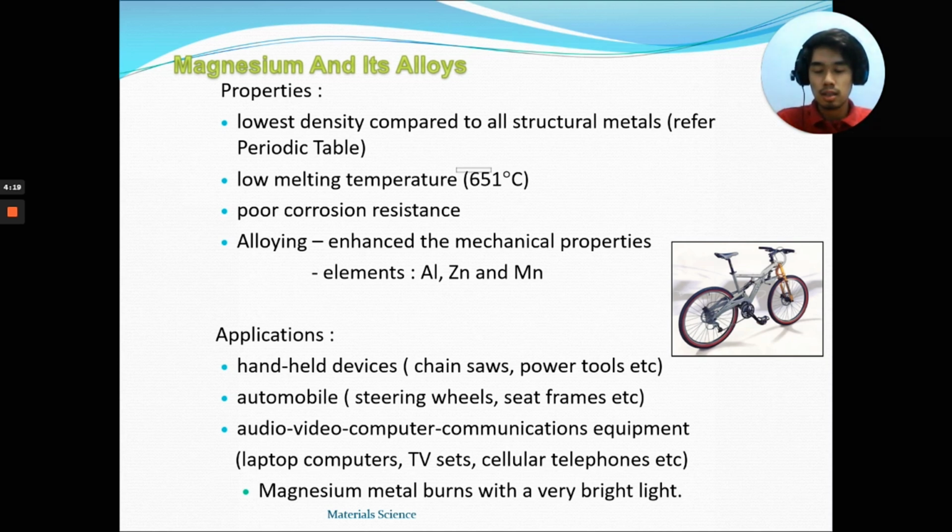For the applications, we usually use the material in making handheld devices such as chainsaws, power tools, and so on. We also use the material in making automobile parts such as steering wheels and seat frames. Lastly, we use the material in making audio, video, computer, and communications equipment such as laptop computers, TV sets, and cellular phones. One fact that we have to know is that magnesium metal will burn with a very bright light.